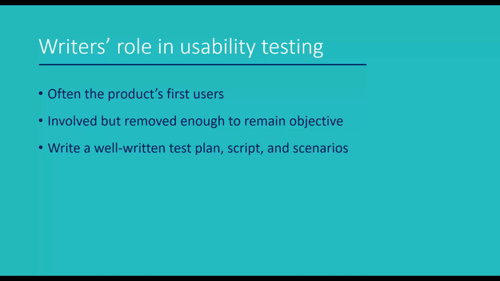And then finally, obviously, as writers, we have the skills to write a well-written test plan, script, and scenarios. Choosing the right words is incredibly important, again, because you want to remain unbiased. You want to make sure the scenarios don't lead your users in any way. And you want to make sure you have a friendly, welcoming, and slightly informal tone to keep them comfortable. And you also need to make sure that the script is easy to read for the moderator. All of these things are incredibly important to running an effective usability test.